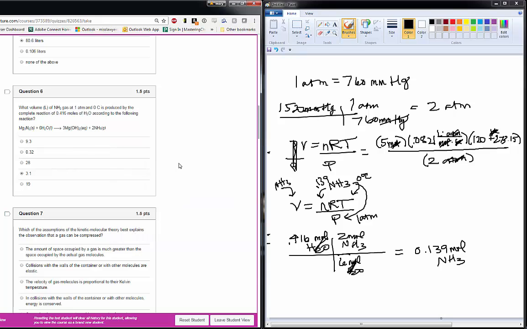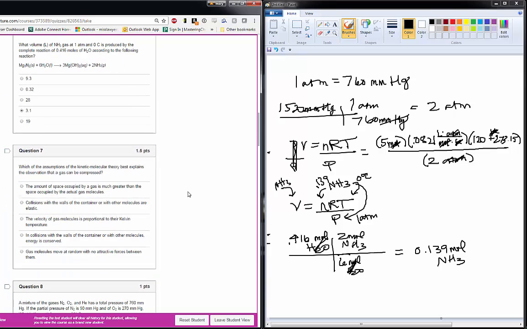liters of gas. Now, if you did this previously and you got 9.3, that means you did all of this plugging in correctly, but you used the number of moles of water here rather than doing that conversion first. So be careful with that. You're going to have a question like this on the test where you have to do a multimole conversion before you can plug it in. You need to recognize that.